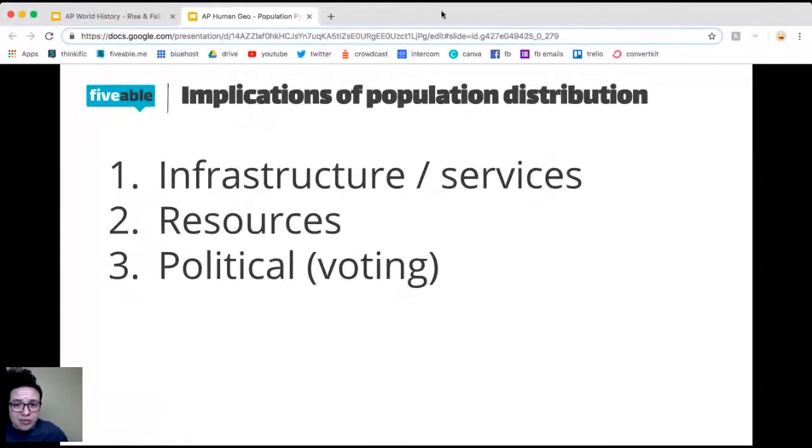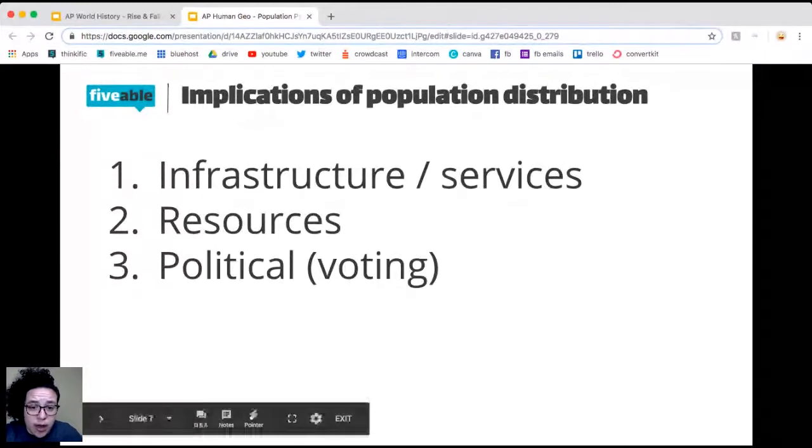Same thing with resources. People live in places and they use up resources. They might harm their environment. And then lastly is politics. Where people live affects things like voting and redistricting and who's there, who's voting for people. So these are a couple of the implications for population distribution.